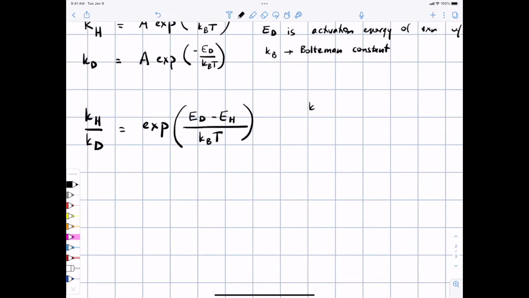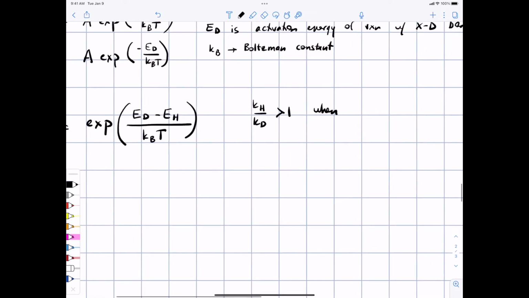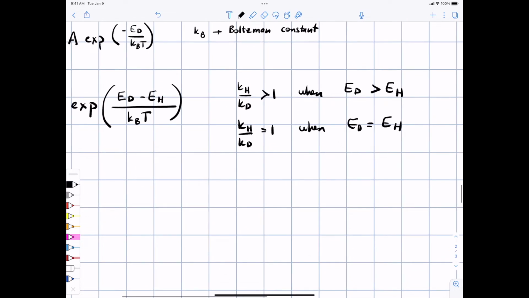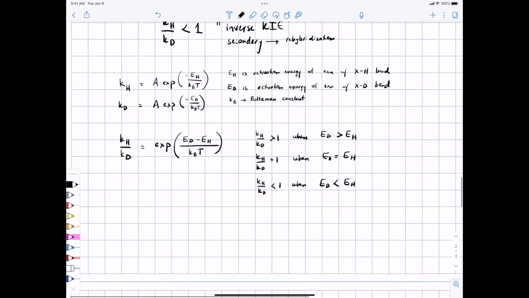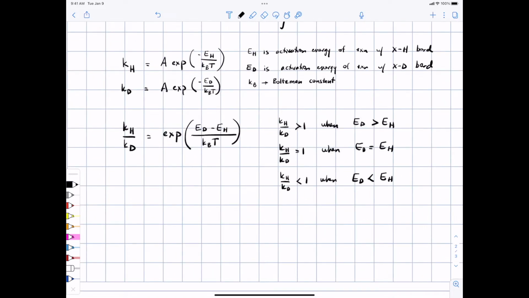We can get KH over KD greater than 1 when the activation energy for deuterium is greater than the activation energy for hydrogen. We can get KH over KD equals 1 when the activation energy of deuterium equals the activation energy for hydrogen. And we can get KH over KD less than 1 when the activation energy for deuterium is less than the activation energy for hydrogen. Okay, so that makes sense.